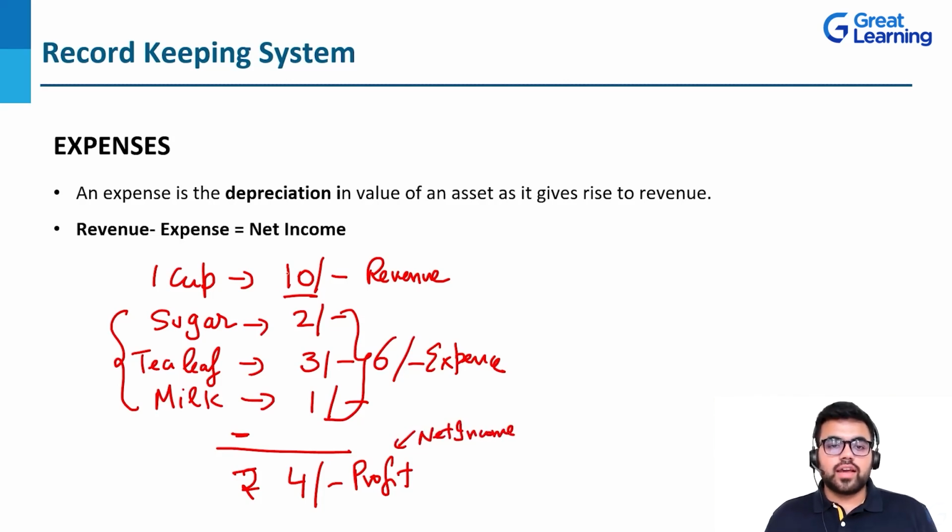Now, if I say, can the net income be negative? The answer is yes. So, for example, your revenue is rupees 20 and expense is more than that, 30, then you would have a net income of minus 10. That would be your loss.